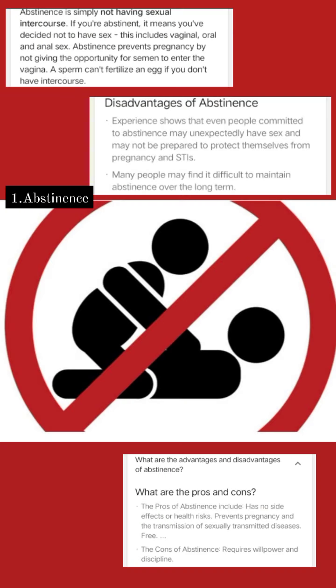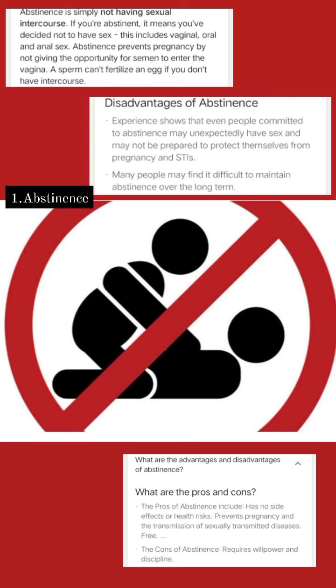First, abstinence. Abstinence method is simply not having sexual intercourse. If you are abstinent, it means you decided not to have sex. This includes vaginal, oral, and anal sex. Abstinence prevents pregnancy by not giving the opportunity for semen to enter the vagina. A sperm can't fertilize an egg if you don't have intercourse.